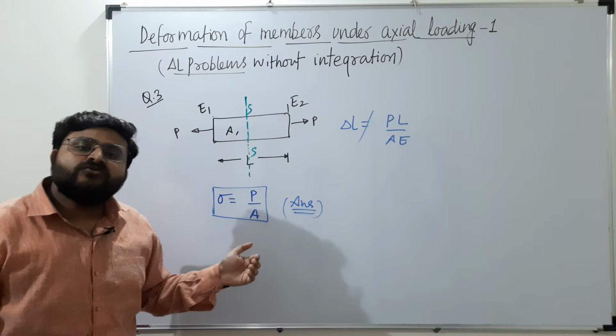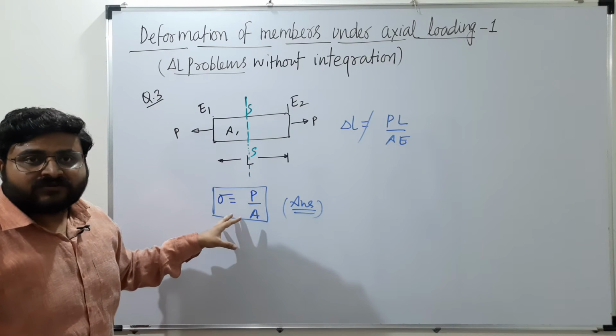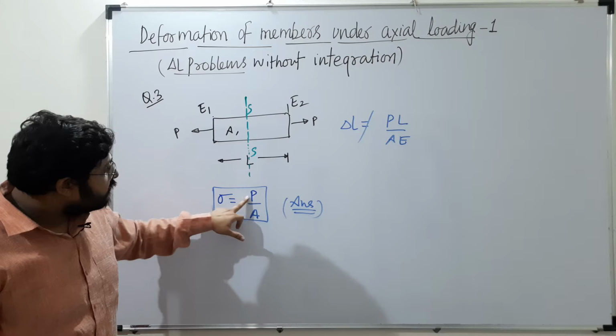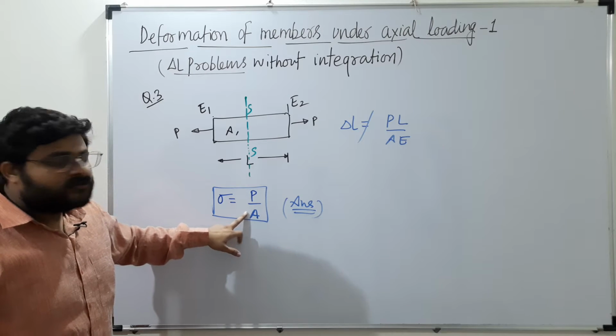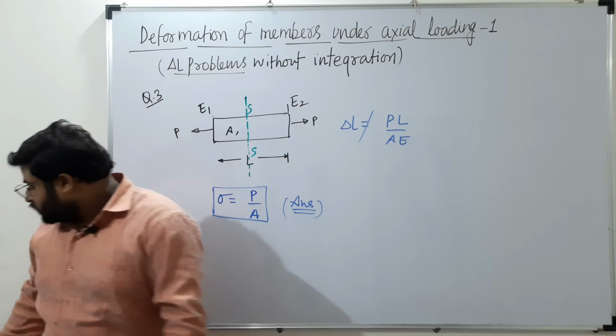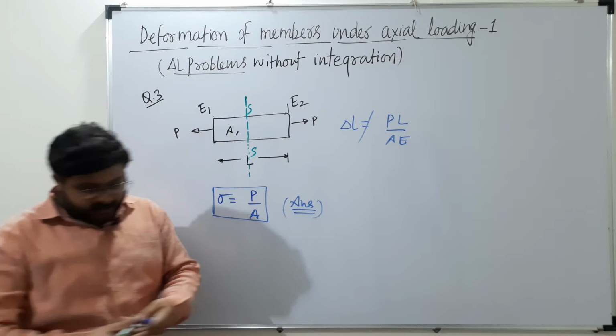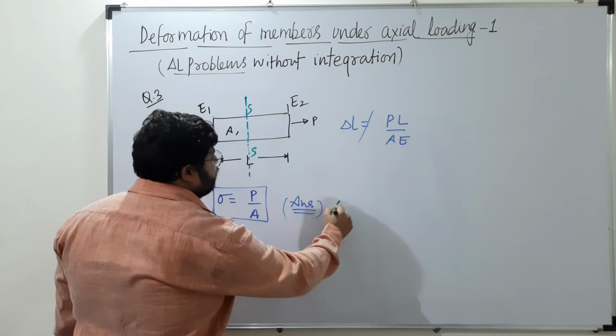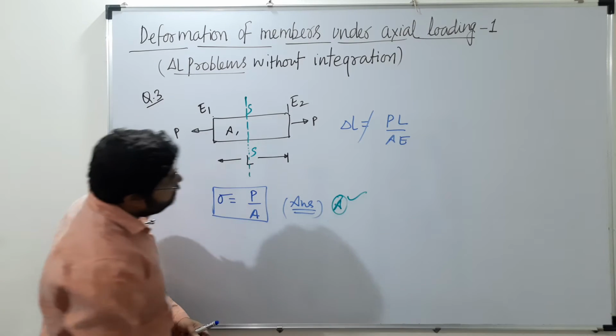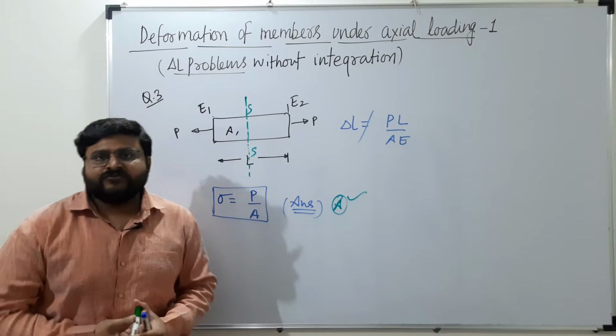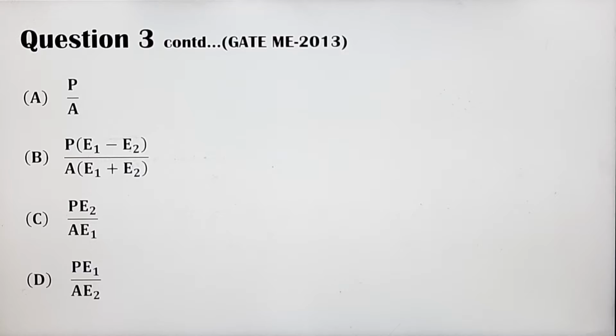E has nothing to do with the sigma value as of now, right? So it will directly depend on load upon area. So this will be your answer. So the option I can see is option A. All the other options they have given to confuse you. Option A is correct. They just wanted to confuse you, right?